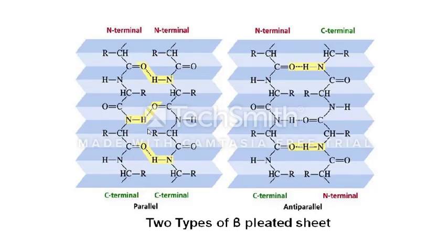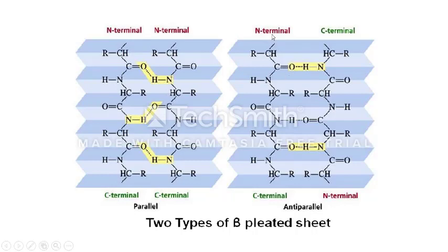So here you see two types of beta pleated sheets. This is parallel and this is anti-parallel. You see here this is the N-terminal, means they are moving in the same direction. You can see here you have the N-terminal and N-terminal of both sheets at the same side, and C-terminal and C-terminal on the same side. But in anti-parallel sheets, these two terminals are in opposite directions.